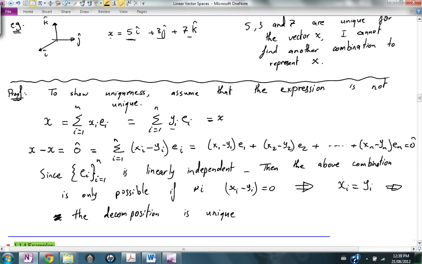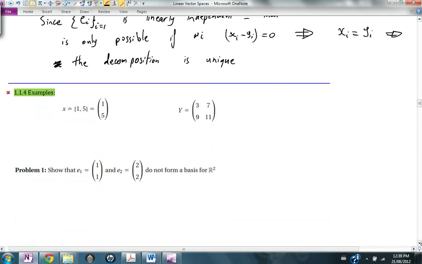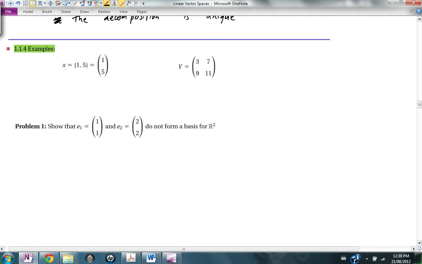So let's solve some problems. In this course, to represent a vector, sometimes I use the curly brackets, and sometimes I use this representation, and they're both equivalent. For matrices, I'm always using this representation. So for problem 1, show that e1 equal to (1, 1) and e2 equal to (2, 2) do not form a basis for R2.